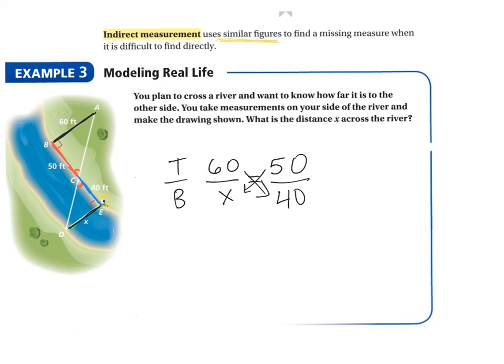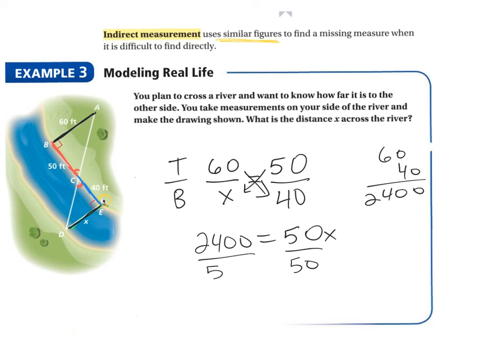And so we get 60 times 40, which is 2400. So 2400 is equal to 50 times x, which is 50x. Now we're going to divide by 50 on both sides to get x by itself. And 2400 divided by 50 would be, let's see, 48. Yeah, 48. So the distance across x is 48.